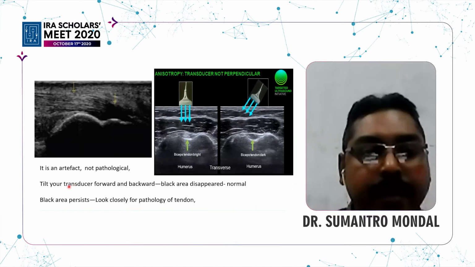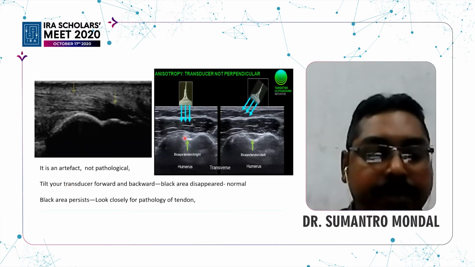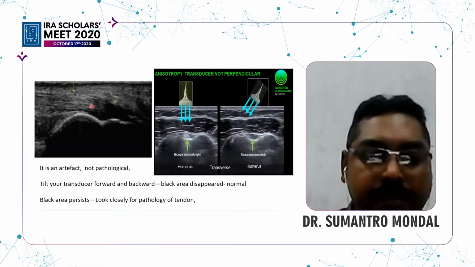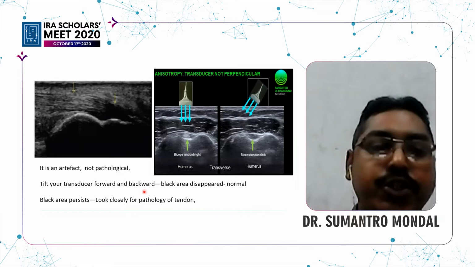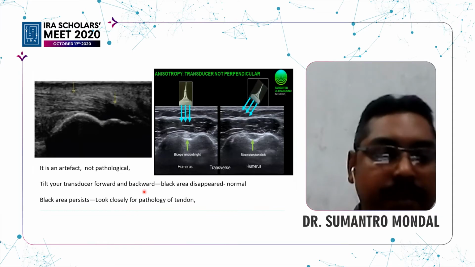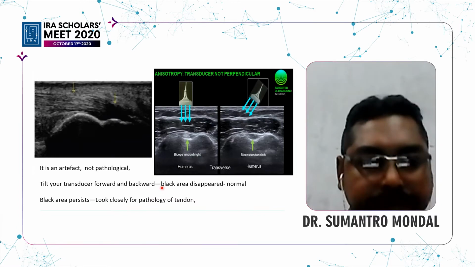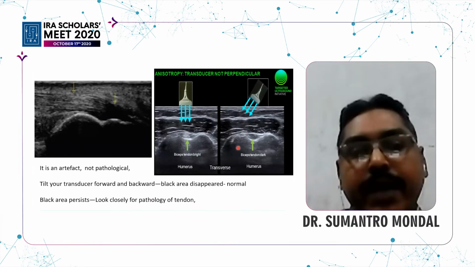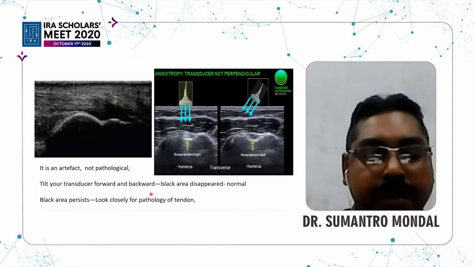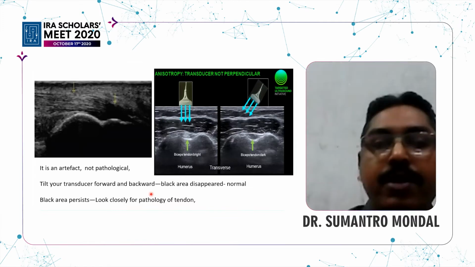And so the tip is, when you are performing an ultrasound of a tendon, especially in cross section, tilt your transducer like a heel-toe movement, forward and backward. If the black area disappears, it is a normal anisotropy, but if it persists, then you should take a closer look to detect some tendon pathology.